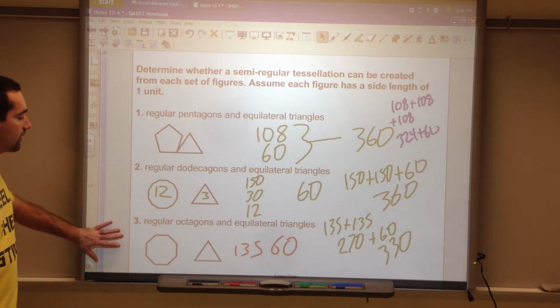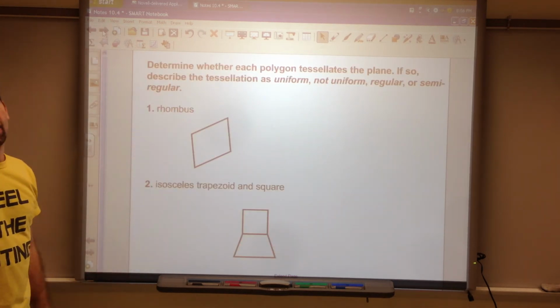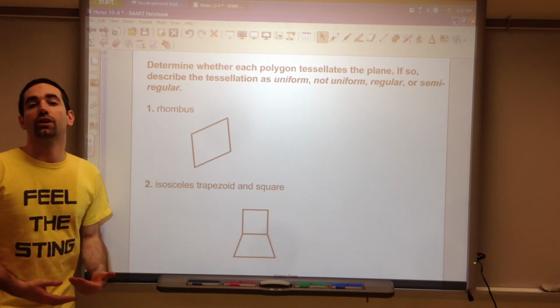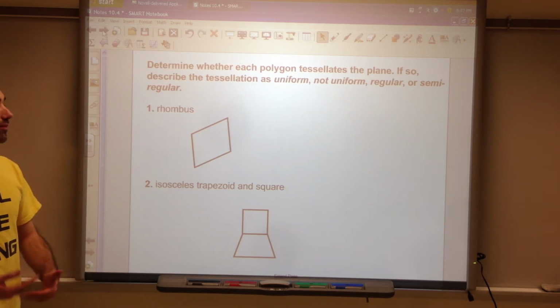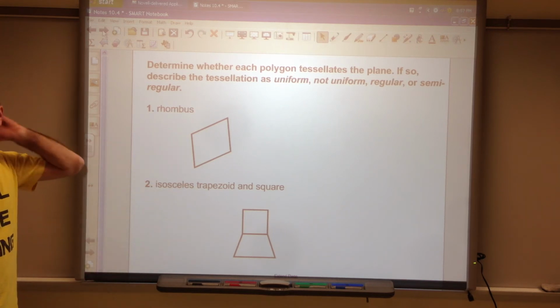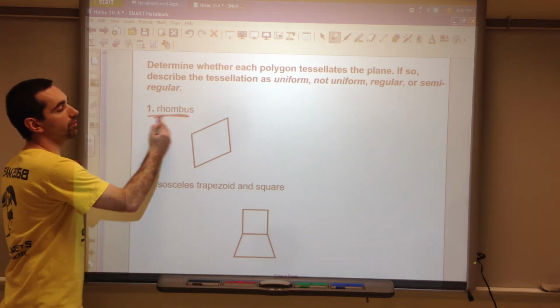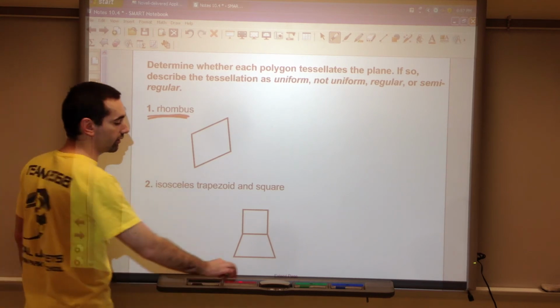Alright, let's look at the next set. Determine whether each polygon tessellates the plane. If so, we're going to describe, is it uniform, is it regular, not uniform, semi-regular? Well, here we've got a rhombus. Since it's a rhombus, I know it's not regular because rhombuses are not regular quadrilaterals.